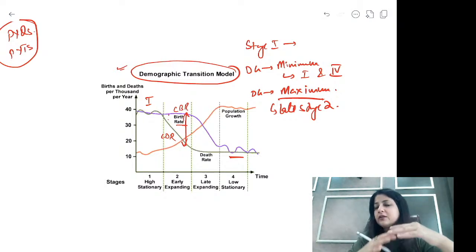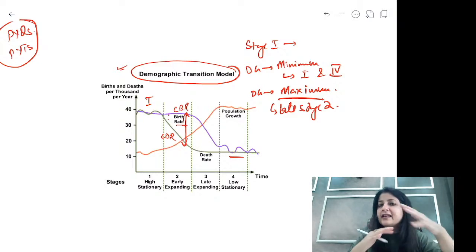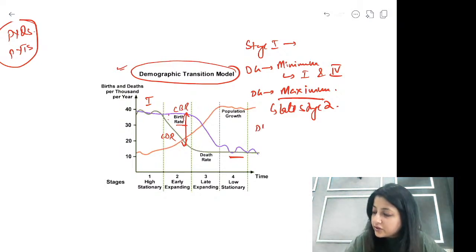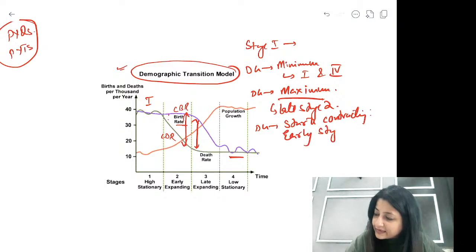Okay, and where is it going to be less, guys? Where does it start contracting? So the demographic gap starts contracting here. It starts contracting. Where does it start contracting, guys? It starts contracting in early stage 3.